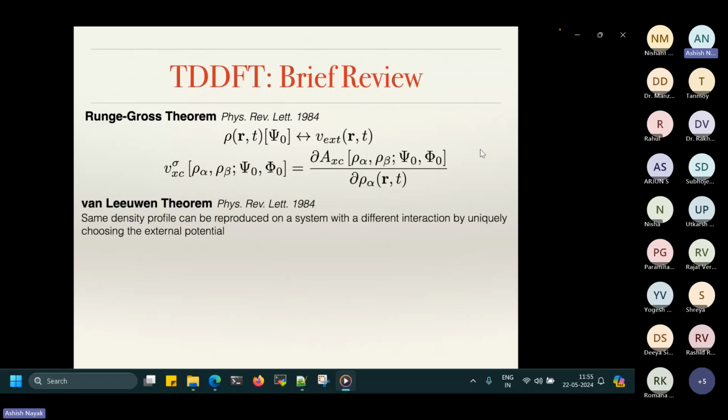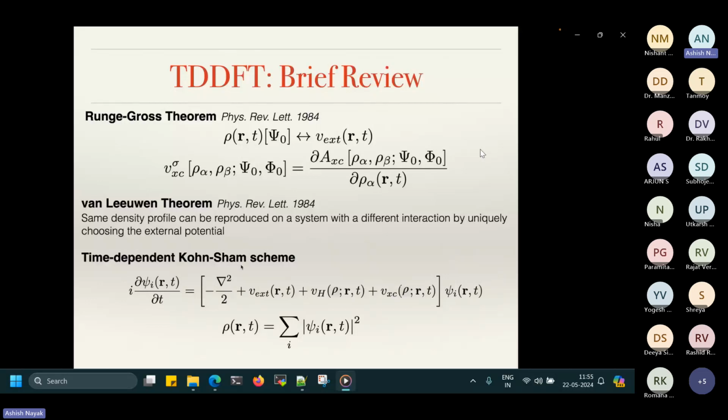And what really makes this practicable is the analog of the Kohn-Sham theory, the van Leeuwen theorem, which says that you can obtain the same density profile in time that you obtain for an interacting system on a non-interacting system by choosing the time evolving external potential on the non-interacting system appropriately. And that gives you a time-dependent Kohn-Sham scheme. And for us, this is the most important equation as we go ahead. We won't see it again explicitly, but that's the equation that we will work with.